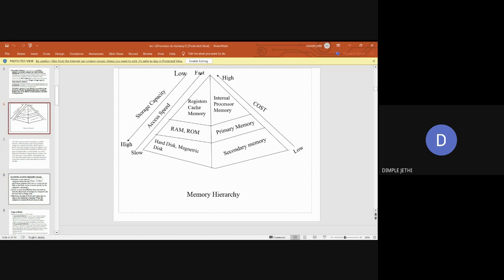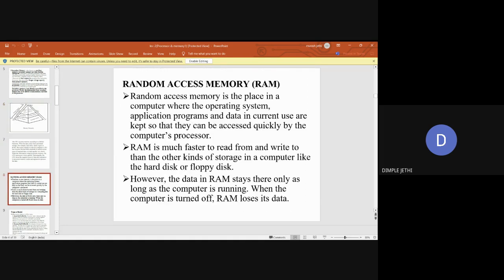But the problem is, one, that its storage is less than the hard disk. Second, it is volatile memory. Volatile memory means this is not permanent memory. Whatever data you are storing stays there only till the power is on. Suppose you are writing something in MS Word and you have not clicked the save button; it will show you that document, but if the power goes off in between, that data will be lost. If you click the save button, that data gets saved in the hard disk.